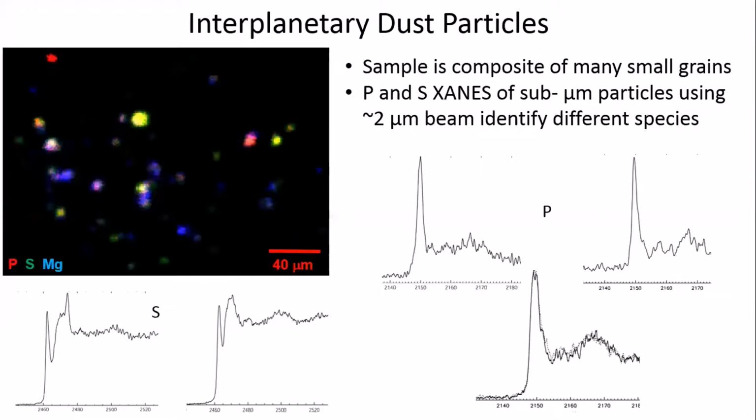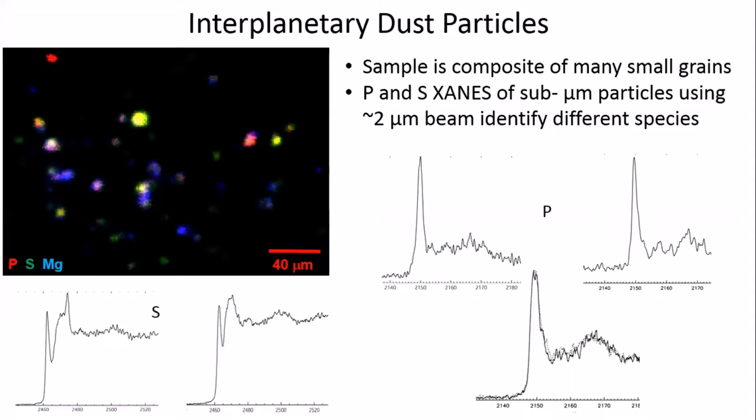And the last example is an interplanetary dust particle. And this is a sample that's composed of many small grains. Most of them are submicron. And they're sort of spread out in this sample mount, so it's not ideal, but we are able to isolate submicron particles with a 2-micron beam and still get the phosphorus and sulfur XANES to identify different species.